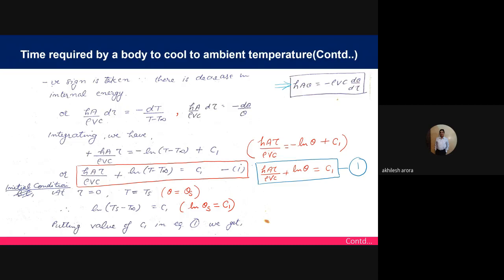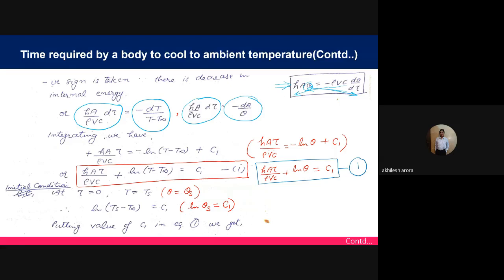And now we can rearrange this equation. So d tau can be taken to this side, rho V c can be taken in the denominator, and theta is taken on the right hand side. So this is the equation that you get. Just try to look at it carefully. Otherwise, if you don't want to use theta, you can directly write this equation as hA over rho V c d tau, and it is equal to minus dT over T minus T infinity. It will not make any difference actually. It is just to make things easier that we have considered T minus T infinity as theta.